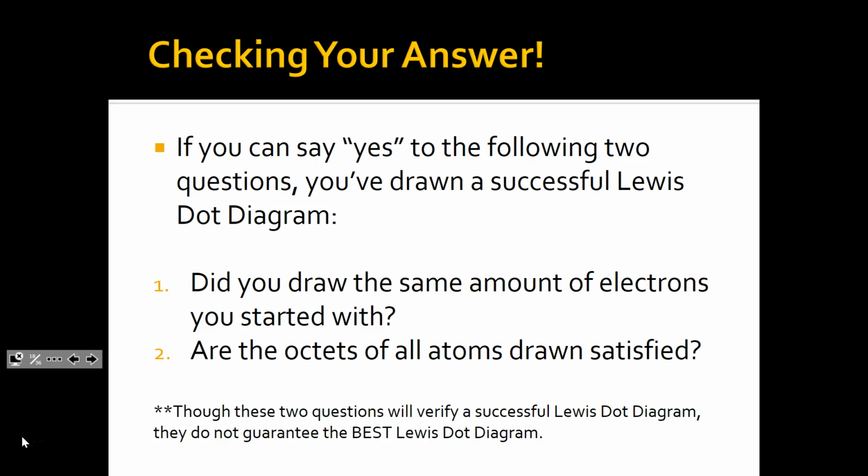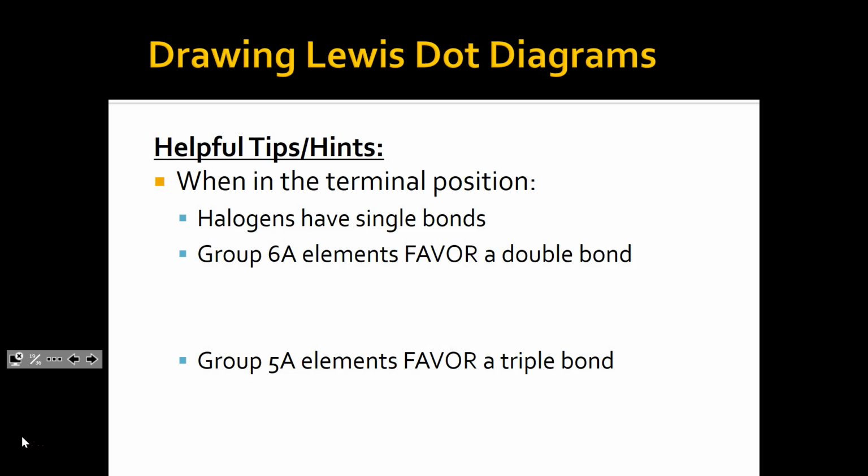Now this is for another video, but I do put a note here that just because you can answer yes to both of these questions and you have a successful Lewis dot diagram, that doesn't necessarily mean the diagram you've drawn is the best one, but we'll get to that in a later video. So the last thing I have here before we get into some examples are some helpful tips and hints, and this is really going to help you when you start drawing structures more often.